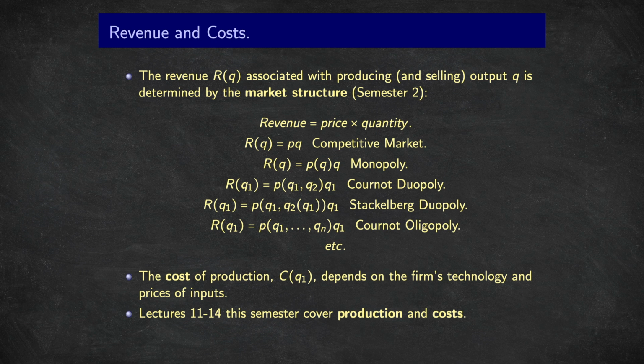The cost of production, which we've denoted C of Q, depends on the firm's technology and the prices of inputs. So we'll be very precise about what we mean by this, and over the next 4 lectures, lectures 11, 12, 13 and 14, we're going to study both production in the short run and the long run, and costs in the short run and the long run. So that's our objective towards the end of the semester. And in semester 2, you'll be looking at applying these ideas in different market structures.